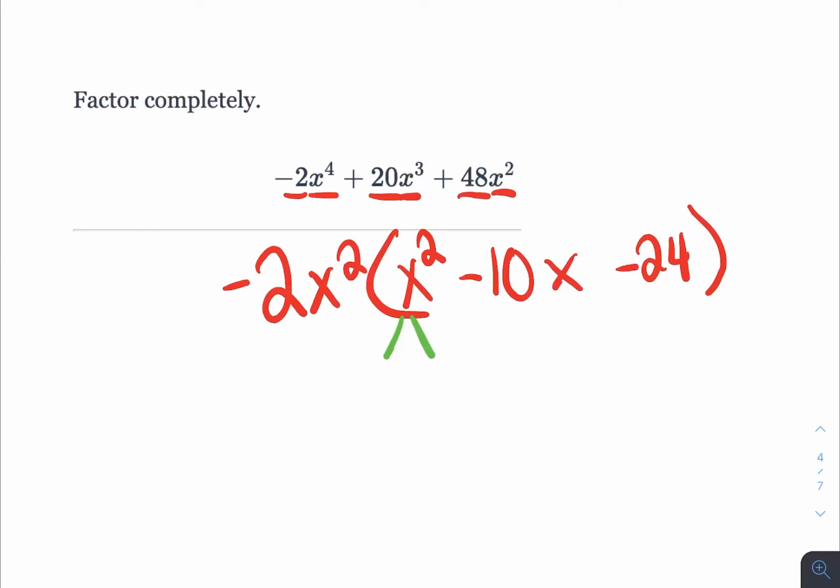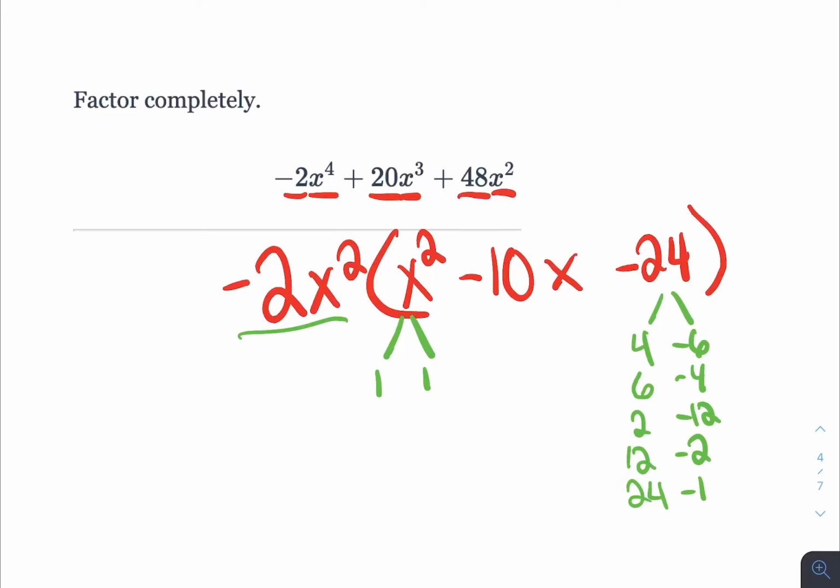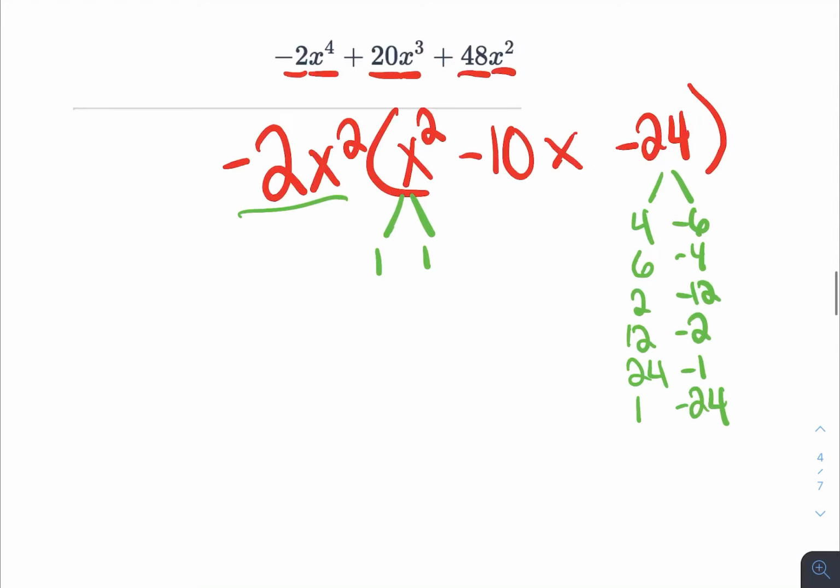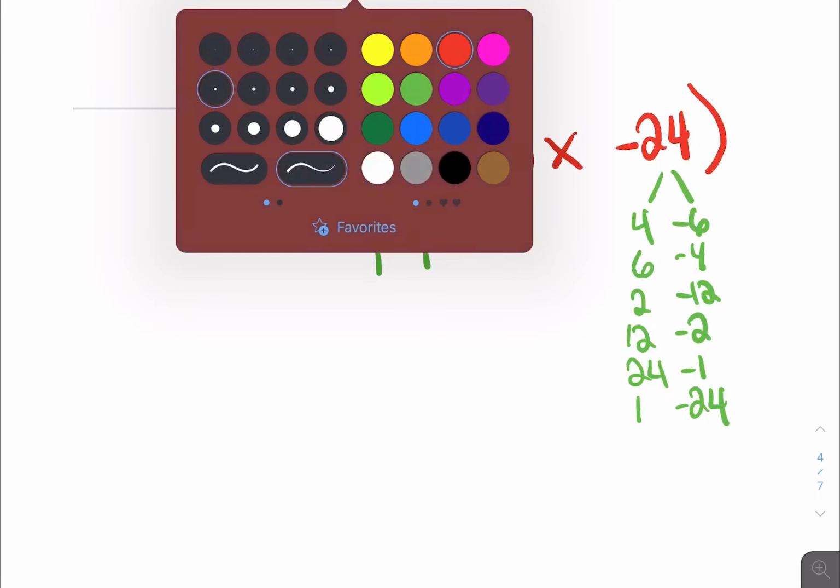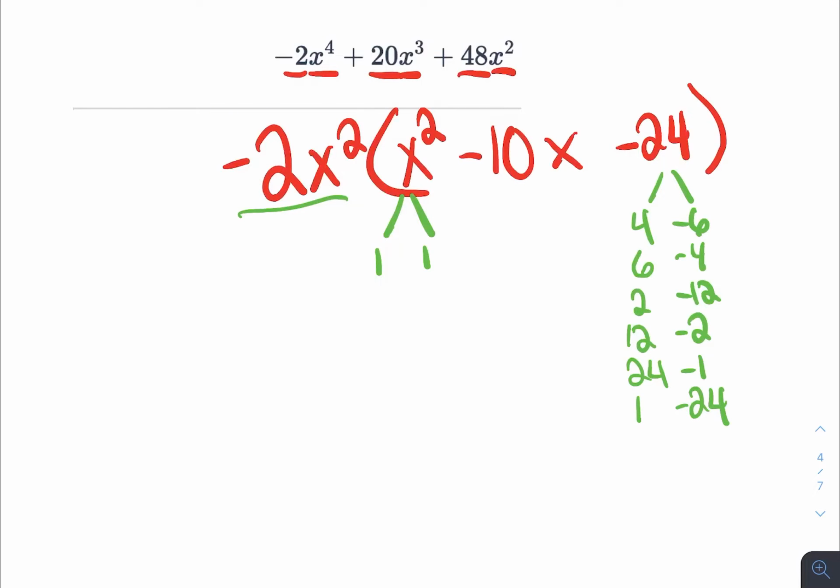So same way we've been doing problems, we just now have our GCF on the outside. We find factors of A. We find factors of our C here, so it could be 4, negative 6, positive 6, negative 4, 2, negative 12, 12, negative 2, 24, negative 1, 1, and negative 24. This one we have quite a bit of different factors we can try. Again, I always try the ones that are closest together first. So keep that negative 2x squared as part of our answer.